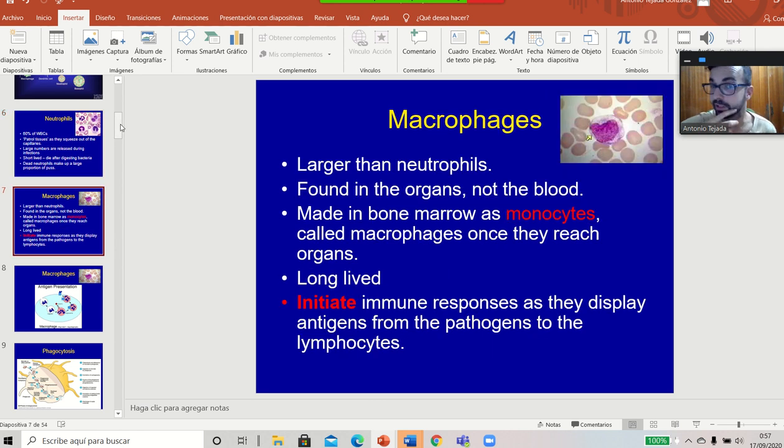Let's move on to the macrophages. They are larger than the neutrophils and they are found in the organs, not in the blood. Remember that the neutrophils will be in the blood, okay? They are long-lived and they initiate immune responses. Okay, that's the main thing.